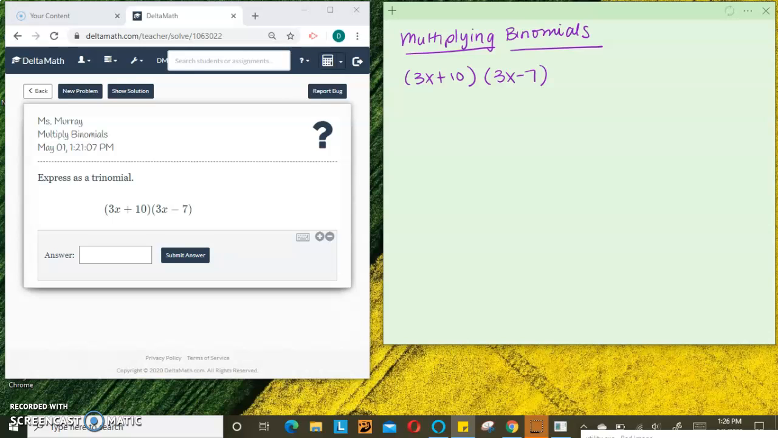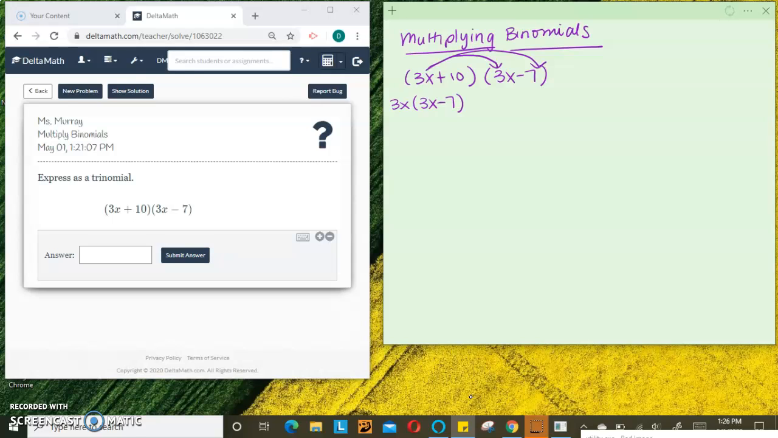When I multiply binomials, I'm going to be using the distributive property. That's why we did that the other day, because I'm going to have to take everything in my first parenthesis and multiply it by everything in my second parenthesis, which means I'm going to have to take this first 3x and multiply it or distribute it to both terms in that second parenthesis. So I'm actually going to rewrite it as 3x times 3x minus 7, taking everything in that first parenthesis and multiplying it by everything in the second.